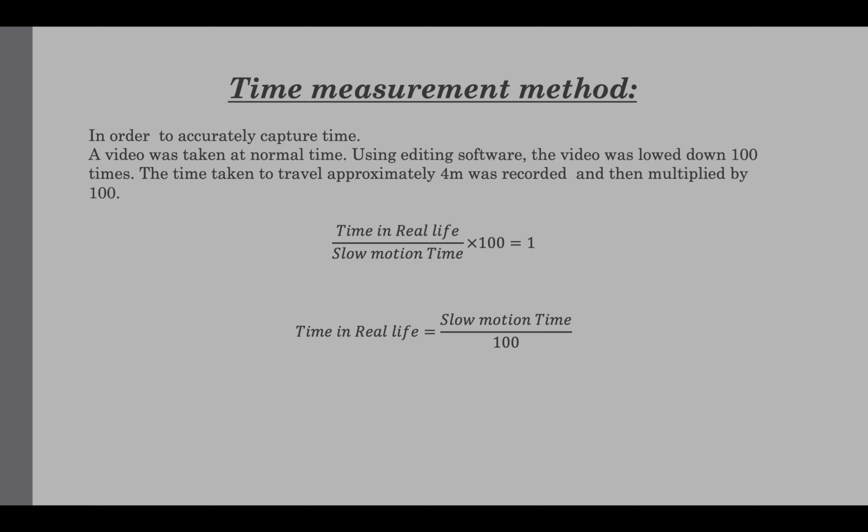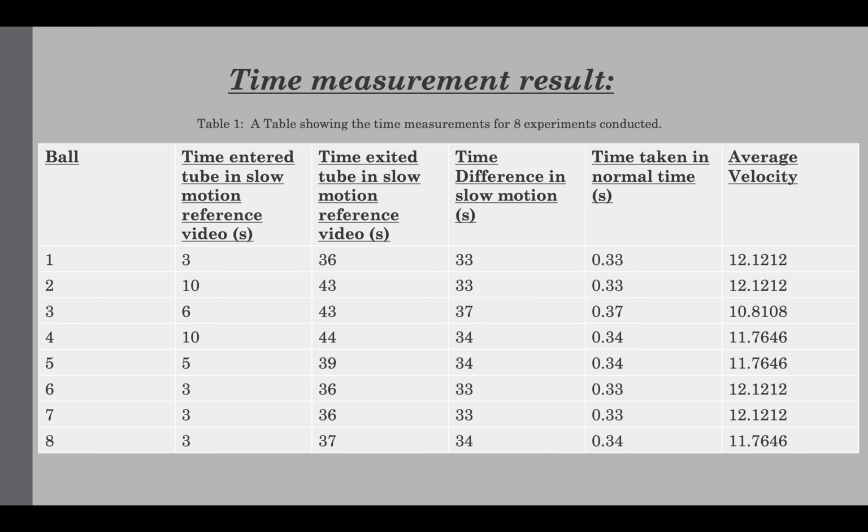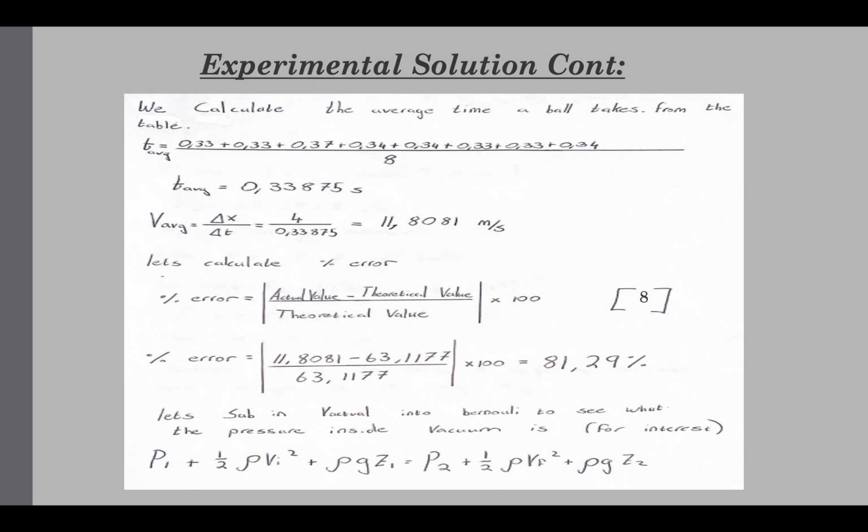Once all the videos were captured, we slowed the playback speed by 100 times. We then recorded how long it took in slow motion from the inlet tube to the outlet tube for the ball to pass. We took this time and divided it by 100 to get the time it would have taken in real life. Here is a table summarizing the 8 runs with the time in slow motion and in a normal time reference.